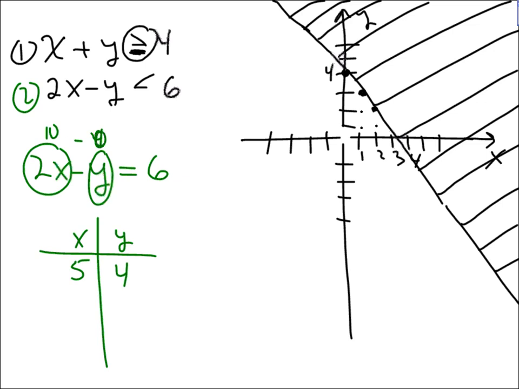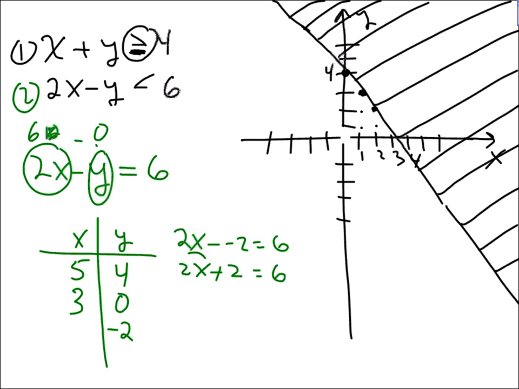Okay, if y is 0, then 2x must be 6. Well, if 2 times x is 6, x is 3. 2 times 3 is 6. If y is negative 2, 2x minus a negative 2 is 6. That means 2x plus 2 is 6. That should be 4. 4 plus 2 is 6. 2x is 4. 2 times some number is 4. I know that number like I know my name. It's 2.